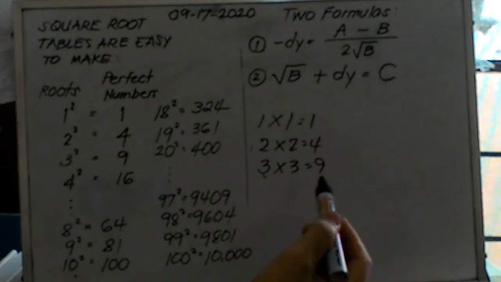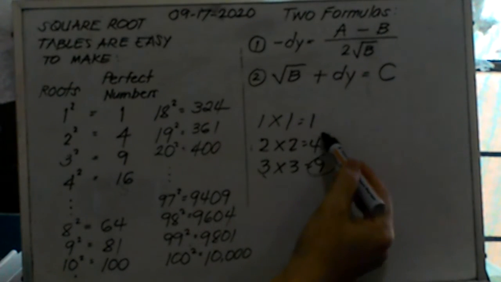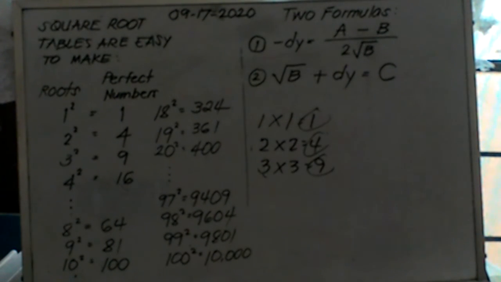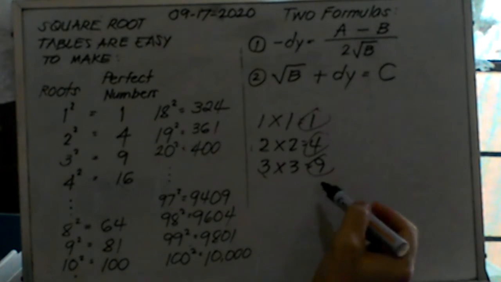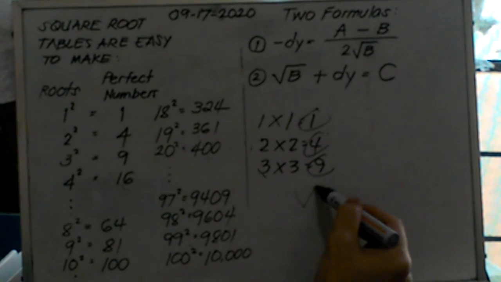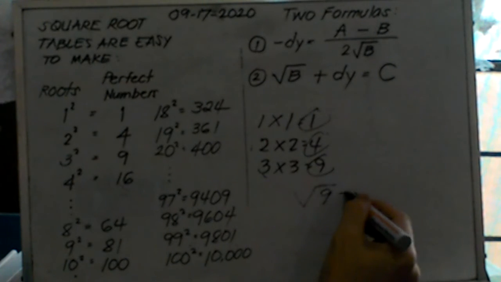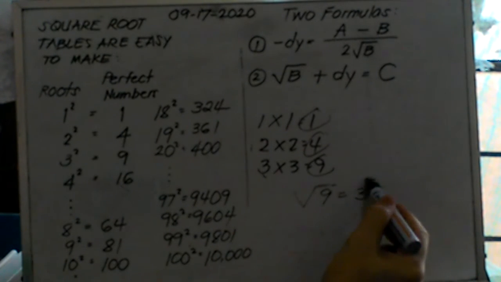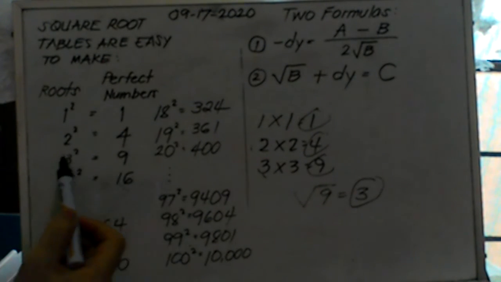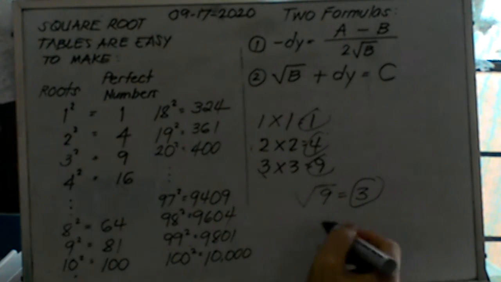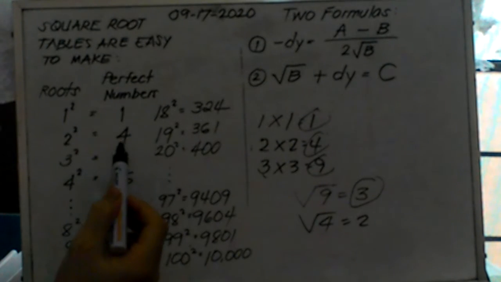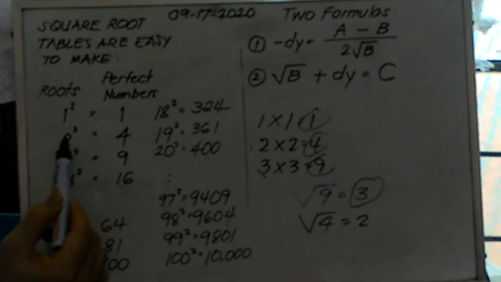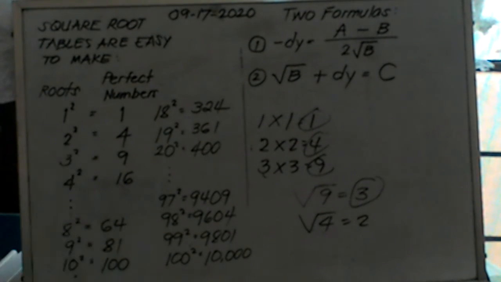Now I call this one perfect numbers because their square roots are easily identifiable. For example, square root of 9 gives you 3, a perfect root. Square root of 9 is 3, right? Square root of 4 is 2. If I take the square root of 4, I have a perfect root of 2. Square root of 16 gives you 4.